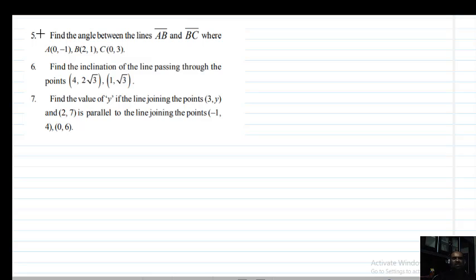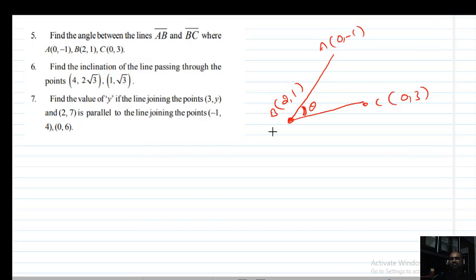Next problem, fifth problem. Find the angle between AB and AC where A, B, C are given. Interesting problem. For example, here A is given as (0, minus 1). B is given as (2, 1). And C, somewhere C is given as (0, 3). What should we find, AB and BC, between AB and BC, this angle you want. First of all, you want to find slope of AB and slope of BC, then after you can find angle between them. Okay.